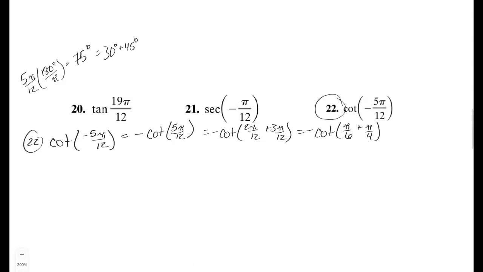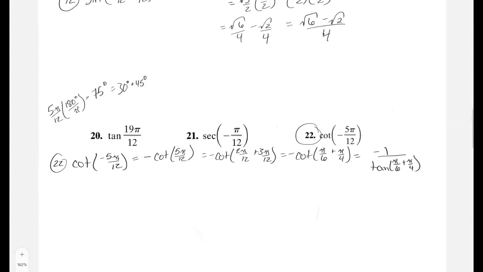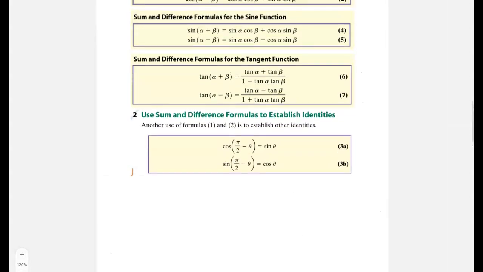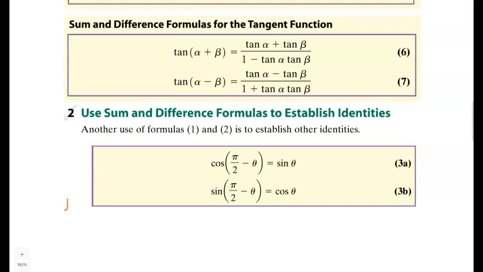Okay, so if you need to do that step in the beginning, go ahead and do that step in the beginning. All right, so now what do we do? We don't have a formula for cotangent, but we do have a formula for tangent, and we have a relationship between cotangent and tangent. That's the same thing as negative 1 over the tangent of pi over 6 plus pi over 4. And then I can go back and use my tangent formula up here. Tangent of alpha plus beta is equal to the numerator of tangent alpha plus tangent beta over the denominator, 1 minus tangent alpha tangent beta.